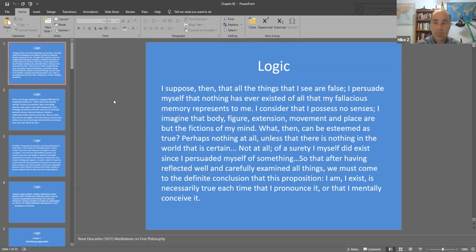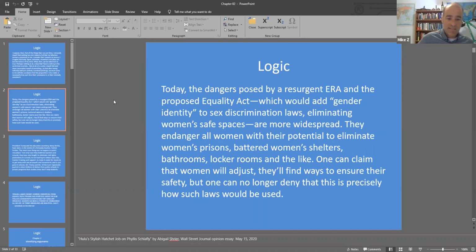So I've got a couple other examples we can look at just so that we know what we're talking about here. This is an opinion piece that showed up in the Wall Street Journal not too long ago, May 15th, 2020. And so, it's an argument against the current education secretary. I'm sorry, the next one is about the education secretary. This one is about the Equal Rights Amendment, which is a proposed amendment to the Constitution. And it's got all this loaded language in here. I'm not going to read it all out. You can read it yourself if you'd like.